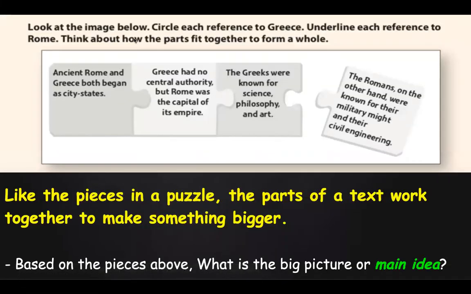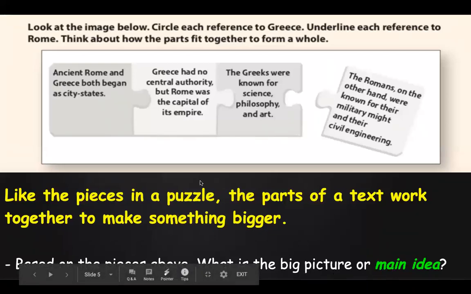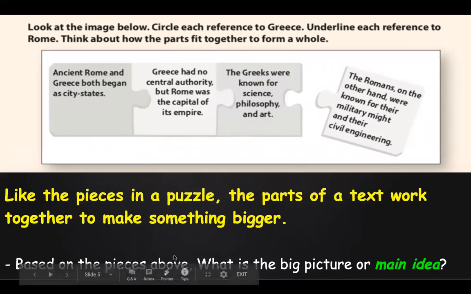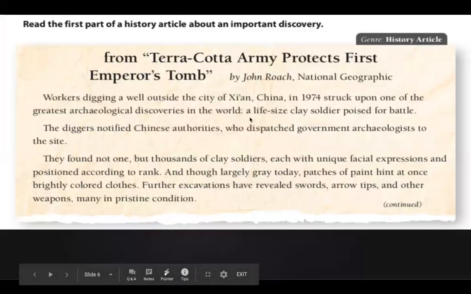All right, so looking at the image below, we see that it's about Greece. Like the pieces in a puzzle, the parts of the text work together to make something bigger. Based on the pieces above, what is the big picture or the main idea? So it says, ancient Rome and Greece both began as city-states. Greece had no central authority. Greeks were known for science, philosophy, and art. Romans, on the other hand, were known for their military and their civil engineering. So it has to do with ancient Rome and Greece both beginning.